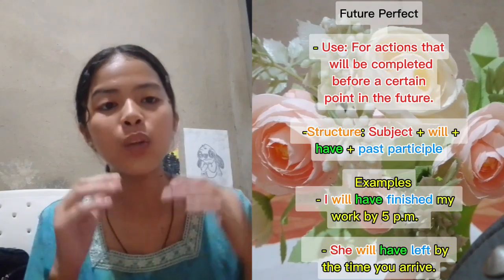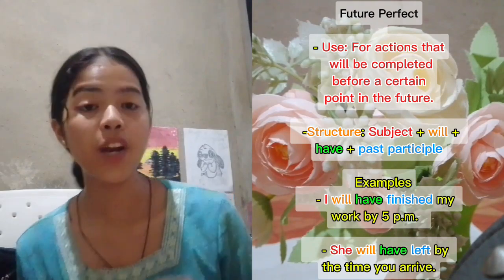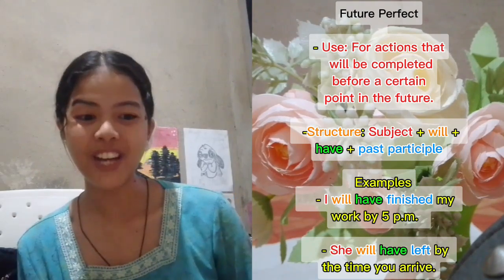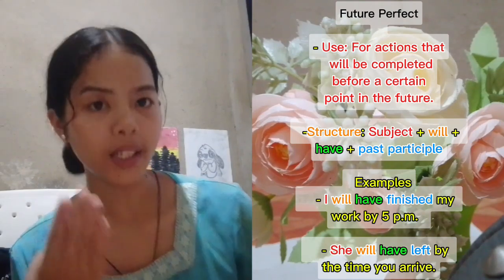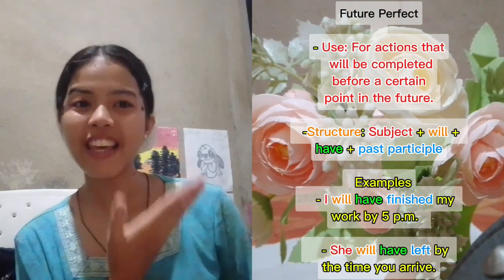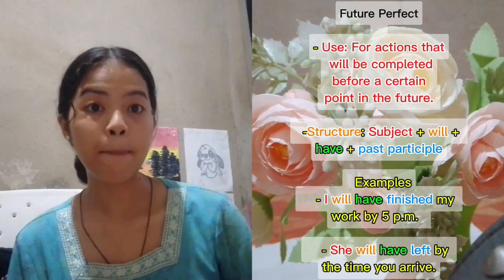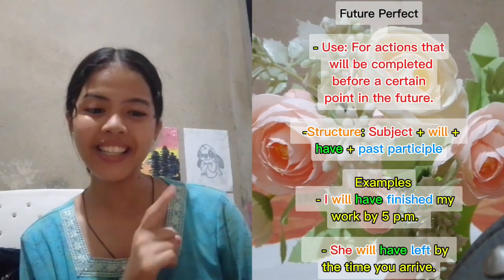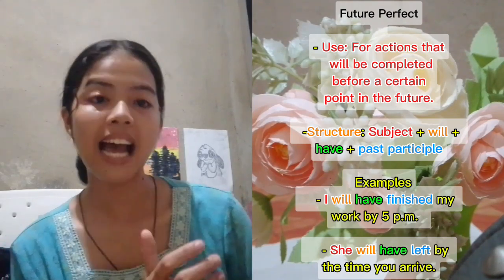And now let's go on to the future perfect. So future perfect is used for actions that will be completed before a certain point in the future. Here is the structure. Subject plus will plus have plus past participle. So here are the examples. I will have finished my work by 5 p.m. Another one is she will have left by the time you arrive.